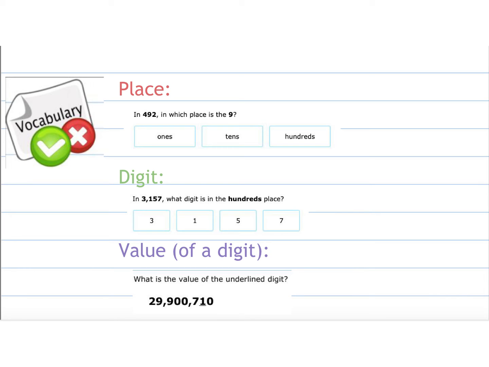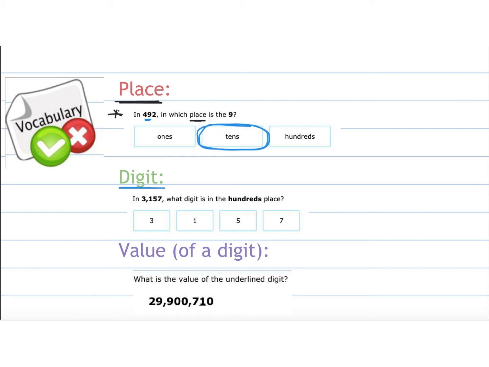All right, I would like you to write these 3 words down. So let's start with writing the word place, and then write this example. In 492, in which place is the 9? So the place is where it is located and what we would call it. So we know there's no decimal, so the 2 is the ones place, which means the 9 is in the tens place. So we would say that the 9 is in the tens place. That's what place is: the word form of where the number is.